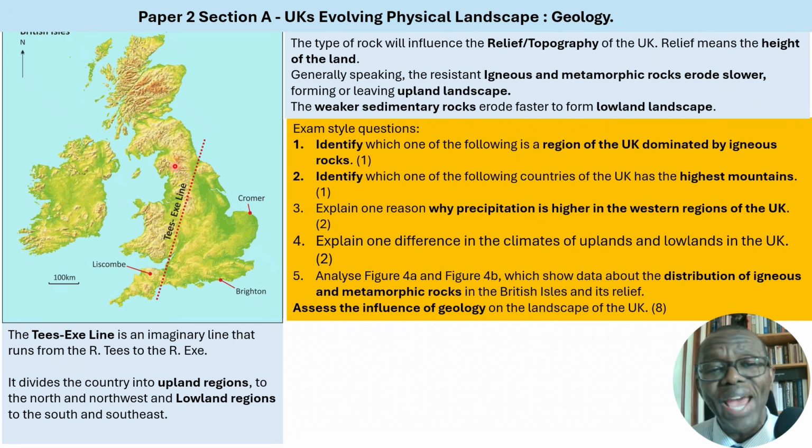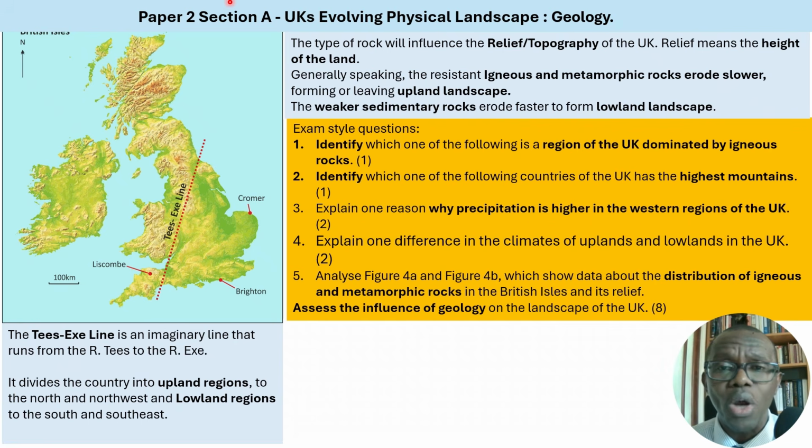And we expect, of course, that in the north and northwest of the country, we will mostly have igneous and metamorphic rocks, which have eroded slower to leave upland landscape. And then in the south and the southeast of the UK, we will have sedimentary rock, which will have eroded faster to leave lowland landscape.